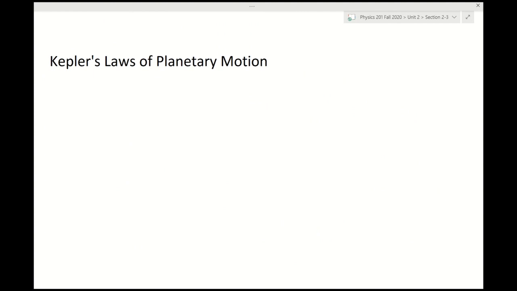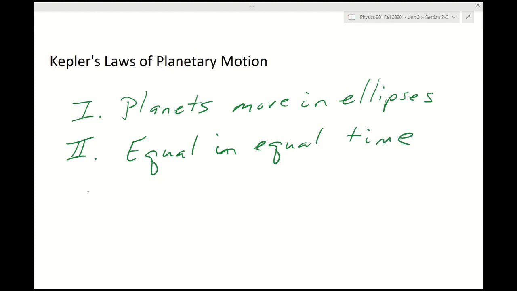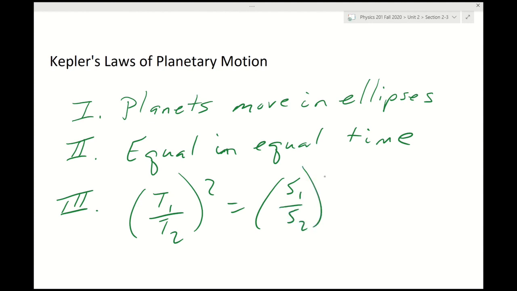Kepler's laws of planetary motion. We have 3 laws. The first one, that planets move in ellipses. 2, equal area in equal time. 3, that the square of the ratio of the periods is equal to the cube of the ratio of the semi-major axes.